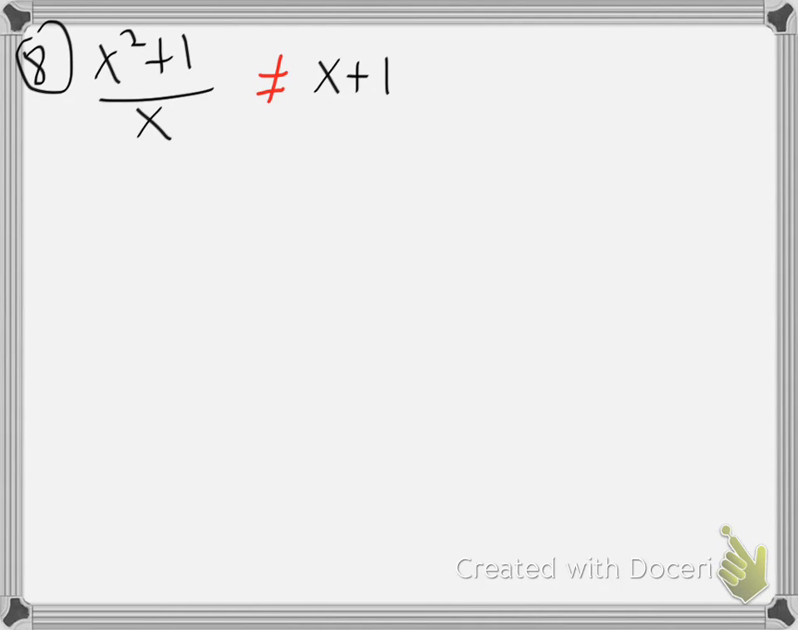Okay, number 8 asks you to describe and correct the error in simplifying the problem. Originally I didn't write the not equal sign in red here, but I'm putting it in now, because this is not true. If you want to describe what they did, it looks like they just canceled out the x with one of the x's on top.